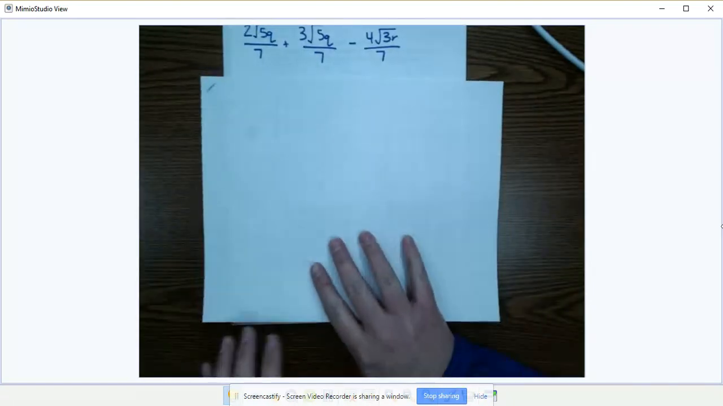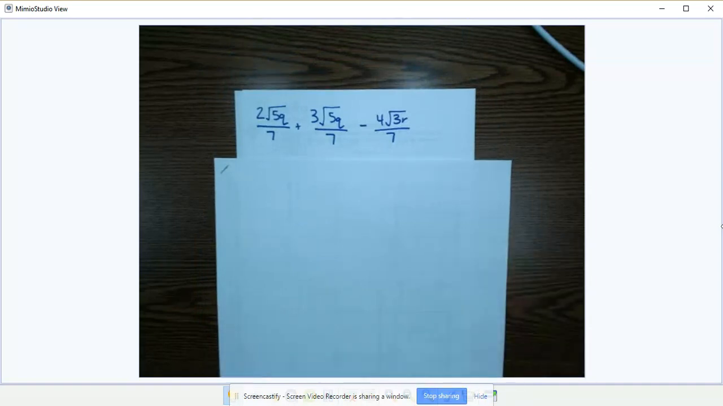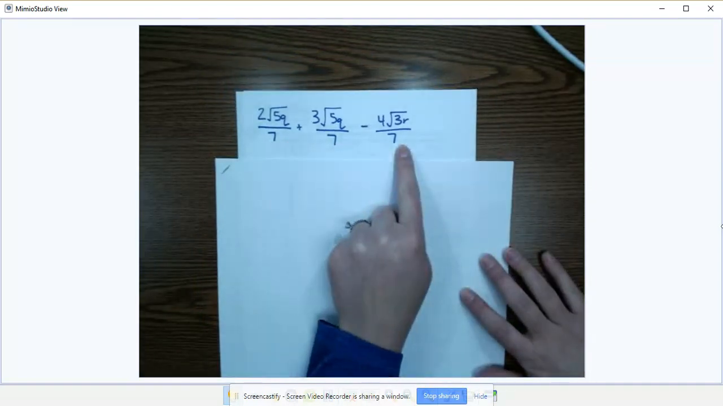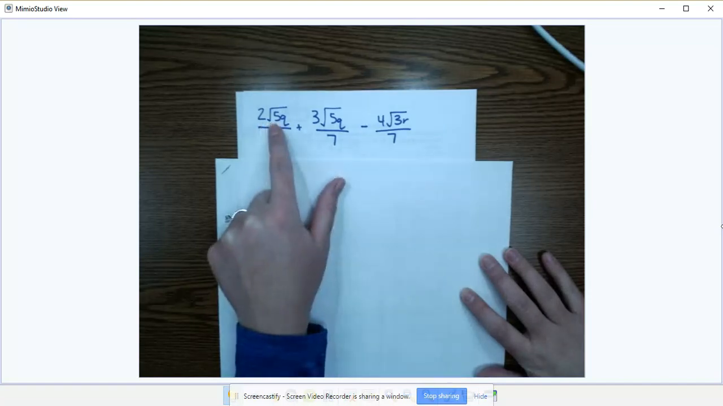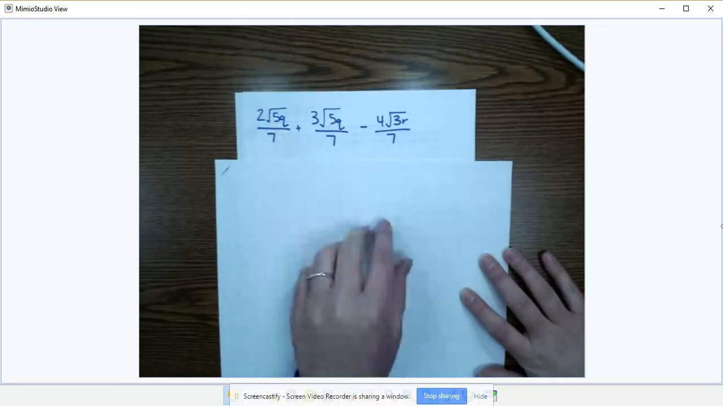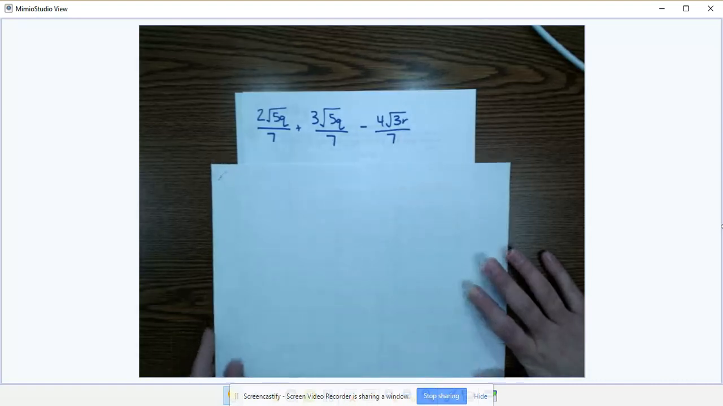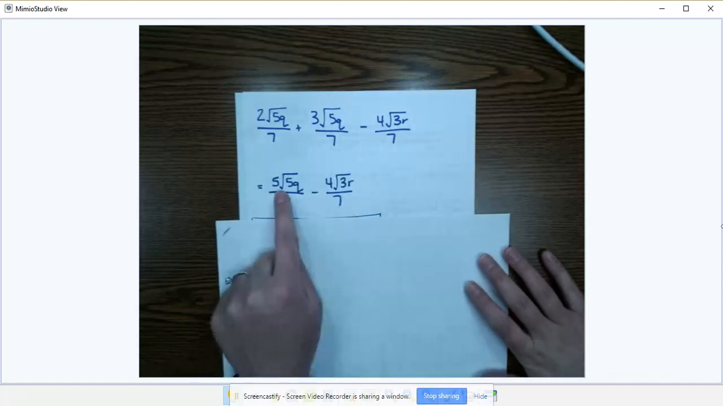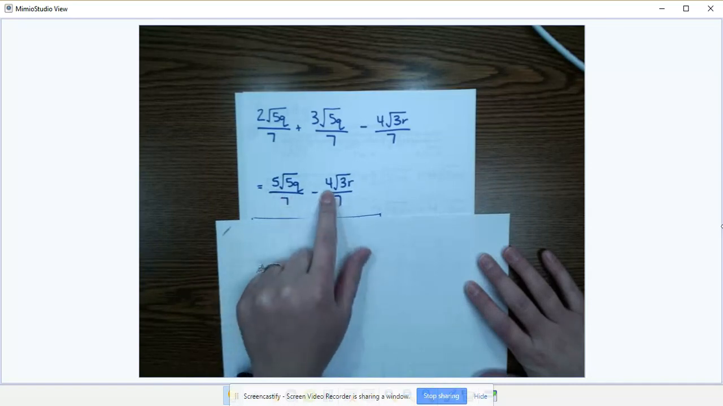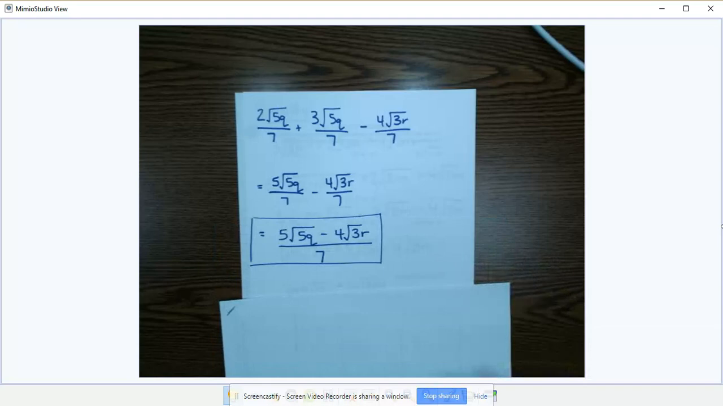Okay, we can even get into some fractions. Remember, in order to add fractions, the denominators have to be the same. They have the same denominators. Now we have to decide, can I combine any of my numerators? Well, here we have a root 5q and a root 5q, so we can combine those to be a 5 root 5q. This is a root 3r, so that just has to stay by itself, but our final answer would be 5 root 5q over 7 minus 4 root 3r over 7. Since they have the same denominator, we can write them together as one term like that.